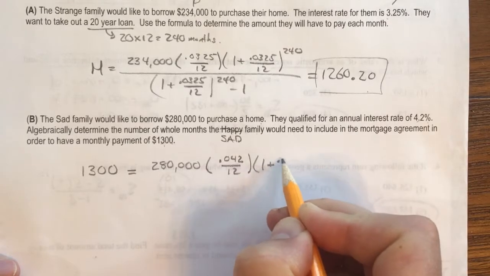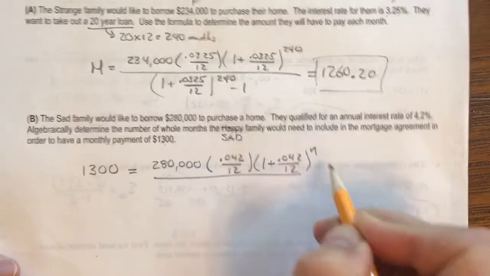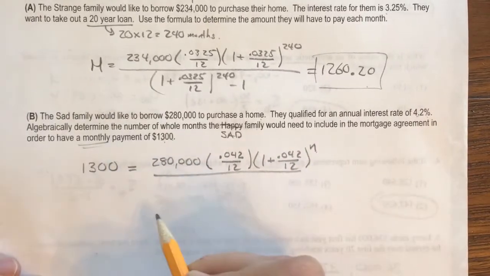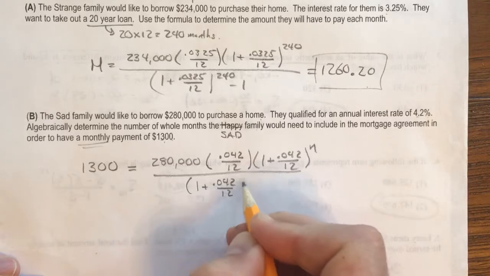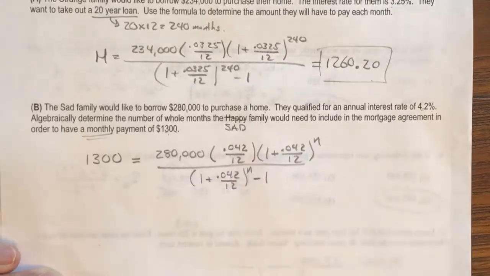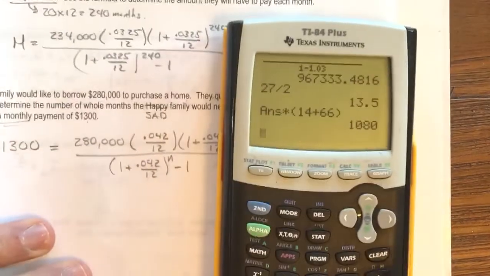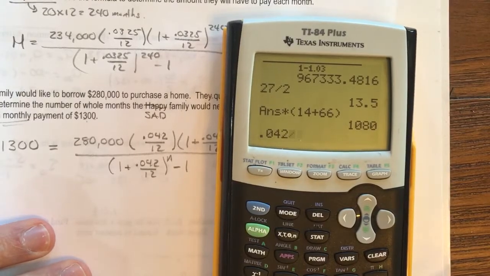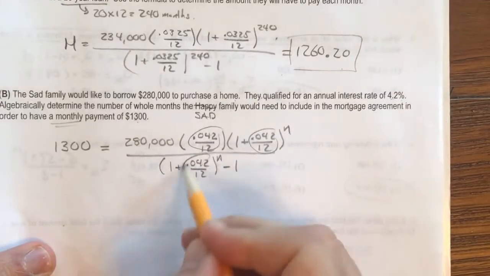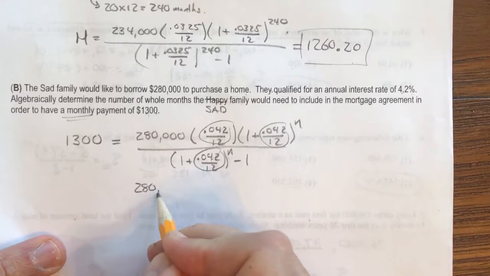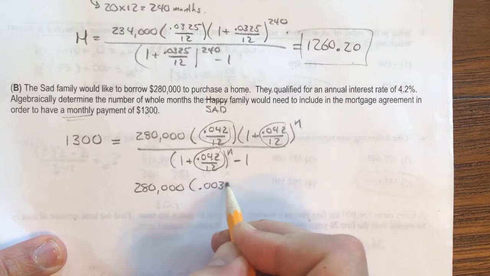1 plus 0.042 divided by 12. See, I don't know what this is though. How many months? I don't know. We've got to figure that out. 1 plus 0.042 over 12 minus 1. And again, we don't know what n is. So this is a tough question. Make it a lot less tough by doing this first. 0.042 divided by 12 is 0.0035. So right here, and right here, I'm going to change all those to 0.0035.